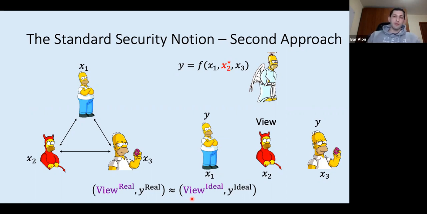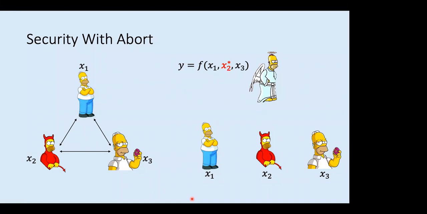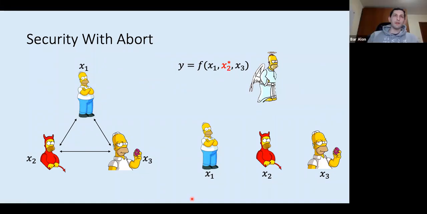So just to give you an example, let me define something called security with abort. This is also a very important security definition, because the previous definition that I showed you, called full security, we cannot hope to achieve all the time. So there's something called security with abort that weakens the security guarantees, but we know how to achieve it for any adversary. So what does security with abort mean?